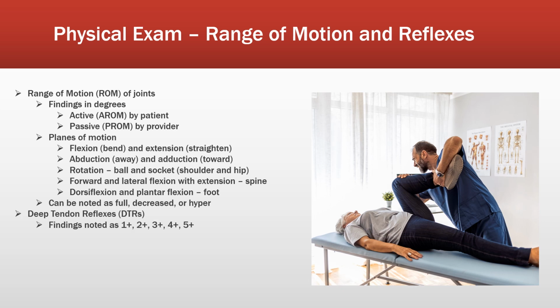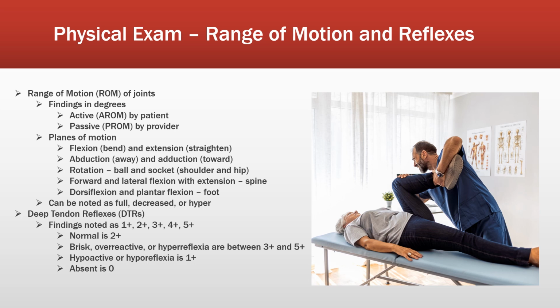as 1 to 5 with a plus sign. Normal reflexes are noted as a 2+. Brisk, overreactive, and hyperreflexia are between 3+ to 5+, respectively, and hypoactive or hyporeflexia is 1+, with 0 being absent. There are 5 DTRs, including the biceps, triceps, brachioradialis, patellar, and Achilles.